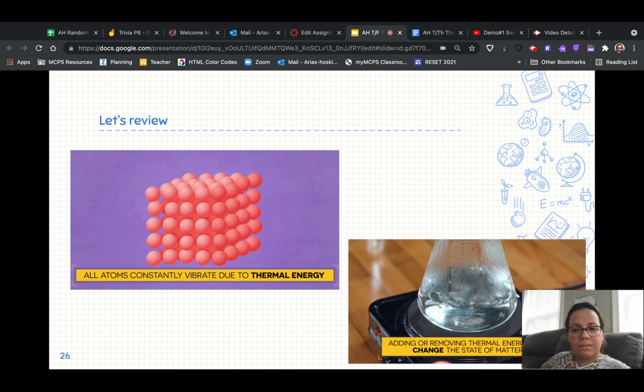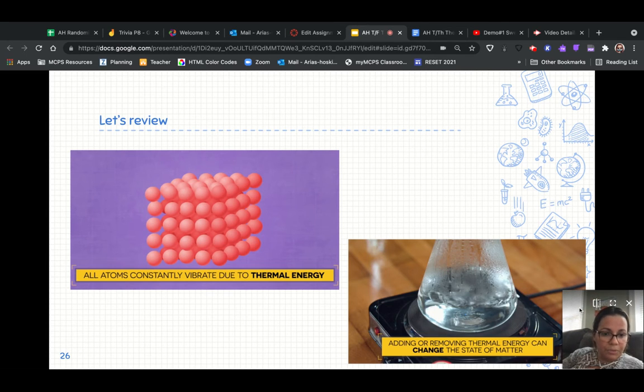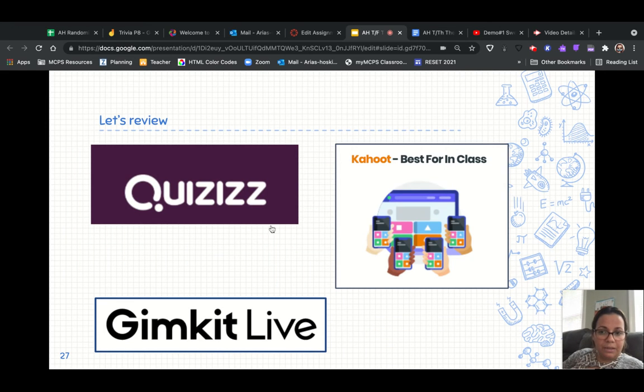All atoms constantly vibrate due to thermal energy. Remember right here, if you look at the molecules and the particles in here, they're all together. That means it's actually solid. That doesn't mean that thermal energy only happens when the state of matter is solid. It can happen when it's also liquid and gas. If you look here at the bottom, it says adding or removing thermal energy can do what to the state of matter? All right, so think about these terms. This is actually what we're doing today in class.